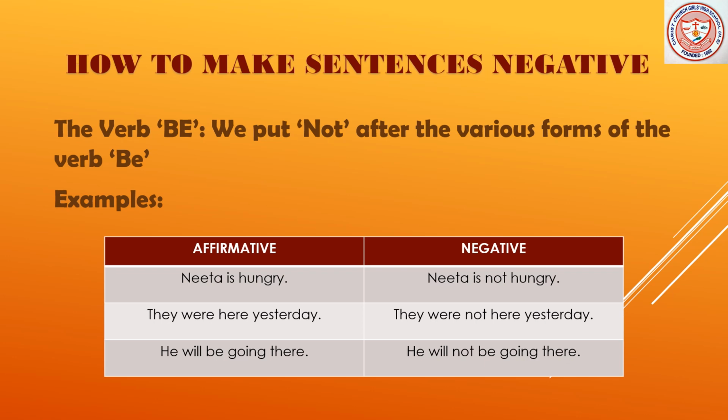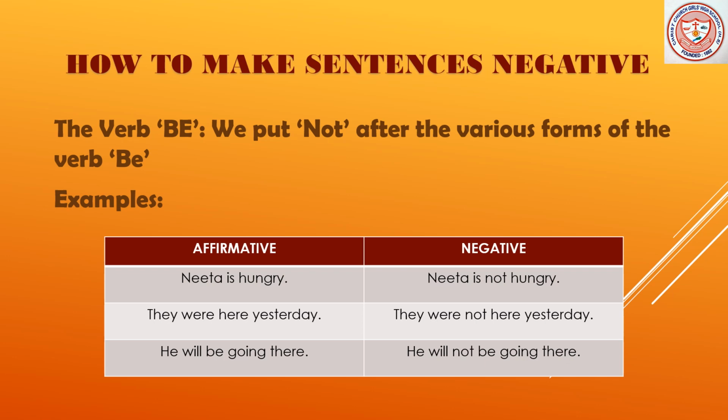So, this will be a negative sentence. Next one. They were here yesterday. This sentence is also an affirmative sentence. If we want to change it into negative, what will be the sentence? That means what will be the negative sentence? They were not here yesterday. In this sentence, we can follow one thing over here. We have added not after were. So, it will be an example of negative sentence.